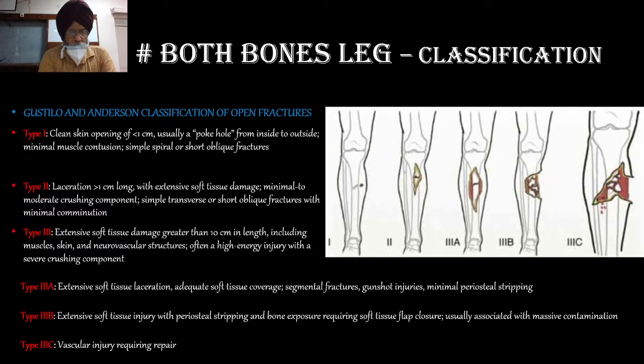Type 3A: extensive soft tissue laceration with adequate soft tissue coverage, segmental fracture, gunshot injuries, minimum periosteal stripping. Type 3B: extensive soft tissue injury with periosteal stripping and bone marrow exposure, requiring a soft tissue flap, and usually associated with massive contamination. And type 3C: there is an arterial injury that requires repair.